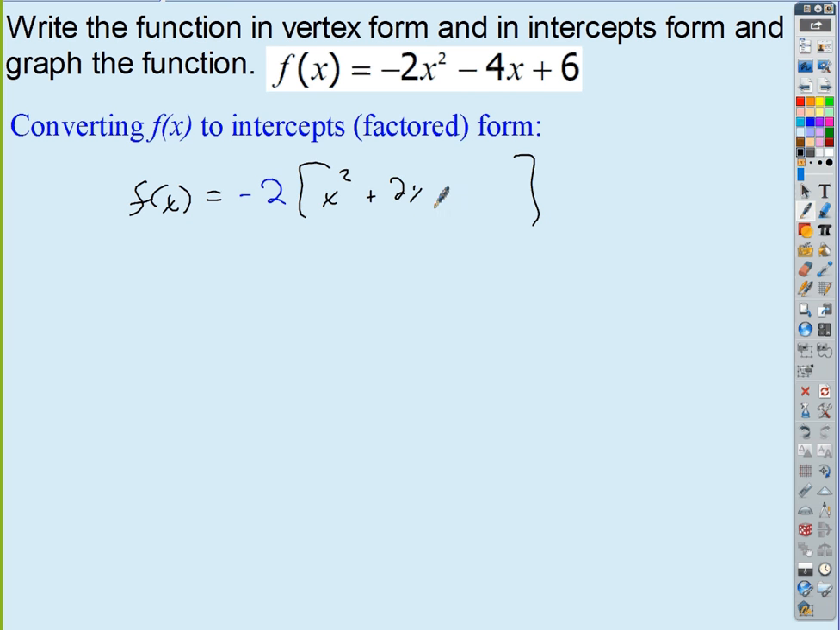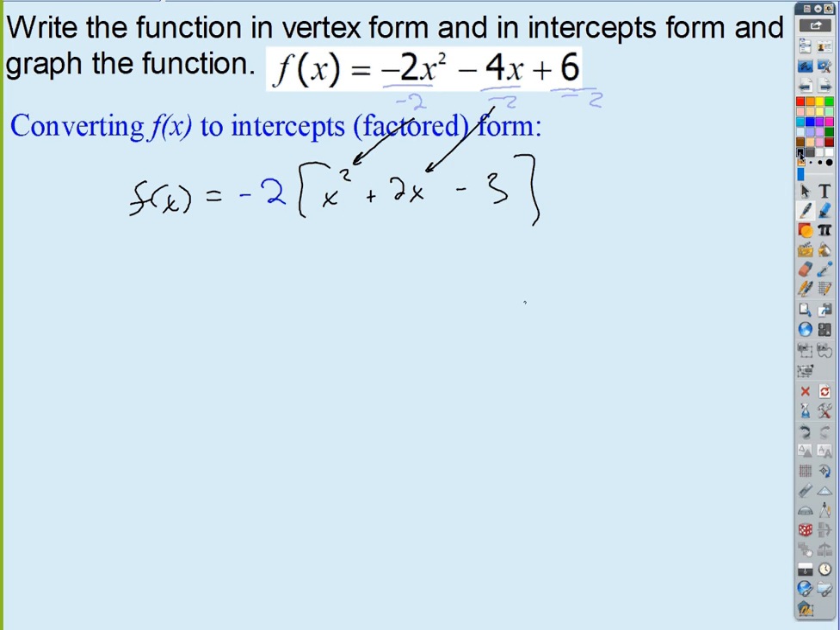Plus 2x. And how are we getting this? Let's remind ourselves. All I'm really doing is just dividing by negative 2, right? And that's giving me all these answers. So that gives me that. Negative 4x over negative 2 is positive 2x. 6 over negative 2 is, there you go.